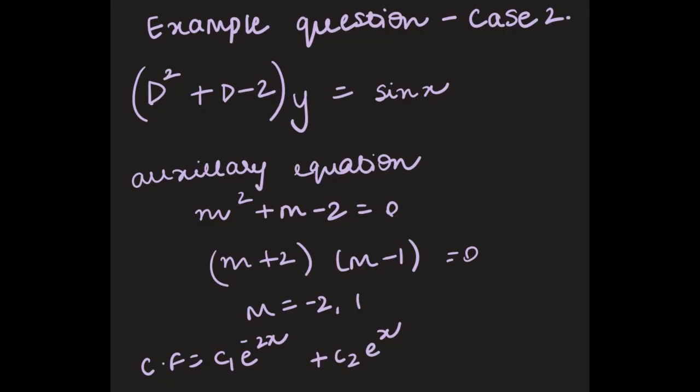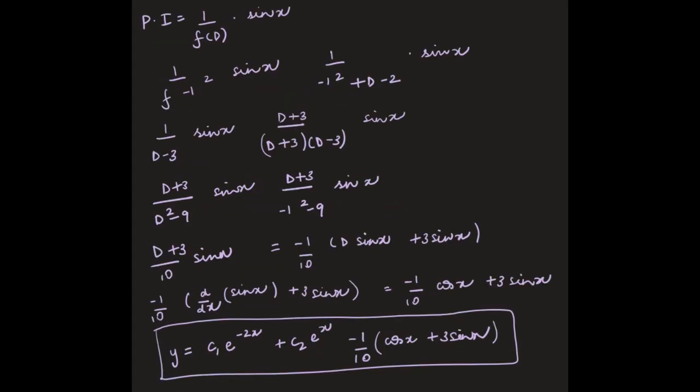D square plus d minus 2 is equal to sin x. Here, the value of a is 1 as the coefficient of x is 1. Substituting this in the denominator, we get 1 by d minus 3. We then rationalize it and get the final answer as minus 1 by 10 cos x plus 3 sin x.